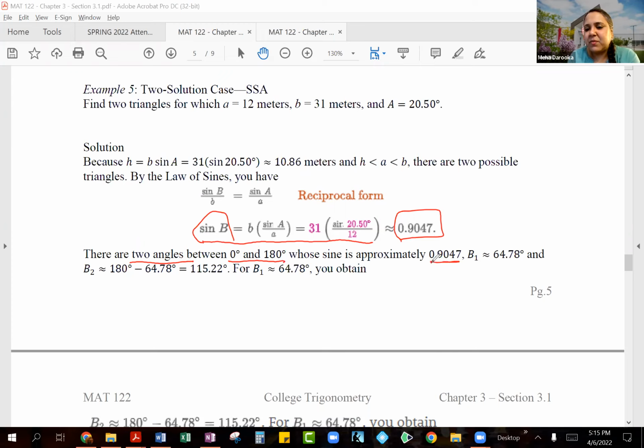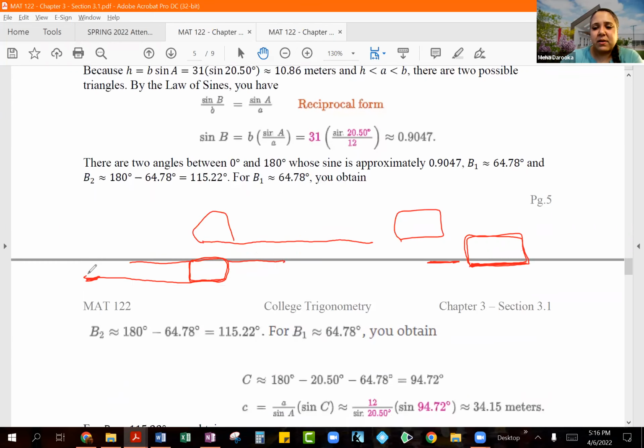That would be approximately equal to sine of angle B, giving you the sine 0.9047. So that would actually come out to be 64.78. And when you do 180 minus 64.78, you will end up with 115.22. So anytime this value is small enough that you can subtract it from 180 and get another angle, you will end up with two cases. That's why you have B sub 1 and B sub 2, because you get two different angle measurements. And that's where those two triangles are coming from.